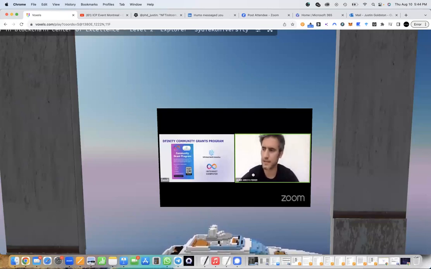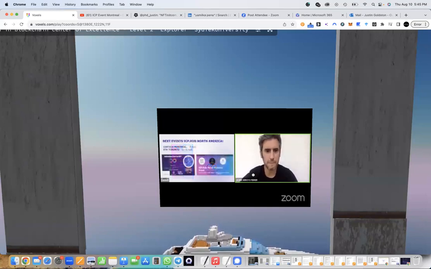What we don't support: the Definity Foundation doesn't support projects containing explicit content, betting and gambling, and also NFT marketplaces, because they already supported a lot of different NFT marketplaces. For the rest of the businesses, if the project is good, the community is more than welcome to give grants to good projects, of course.